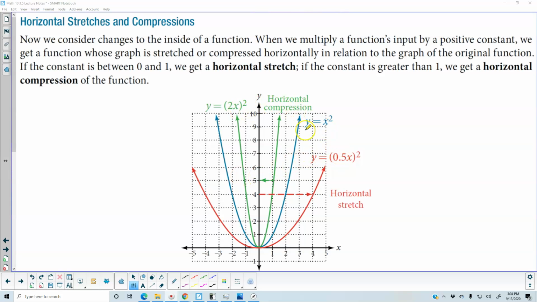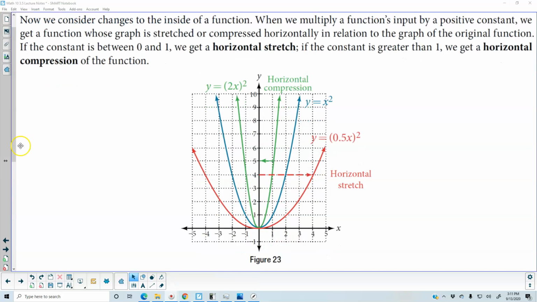Now, if we multiply the input by a number in between 0 and 1, like 0.5, well, you can see that the red gives it a horizontal stretch, so it's making it wider.